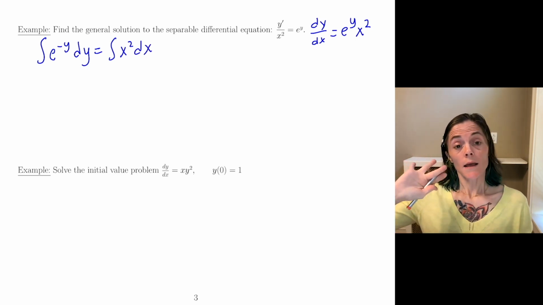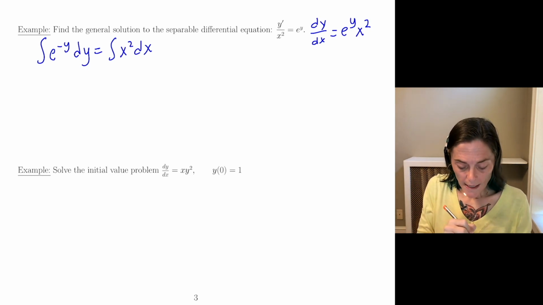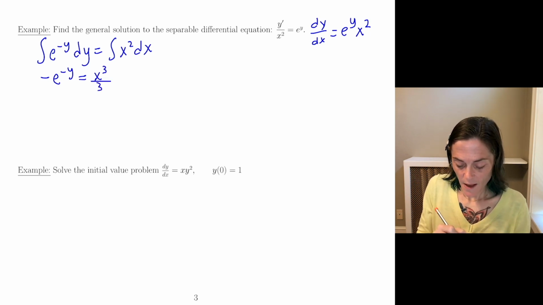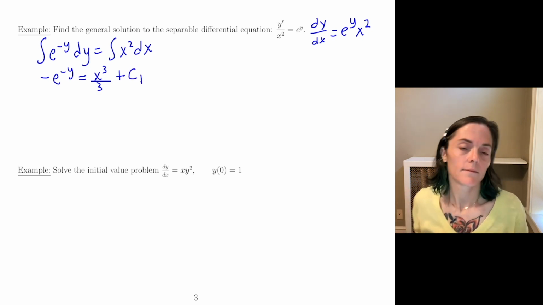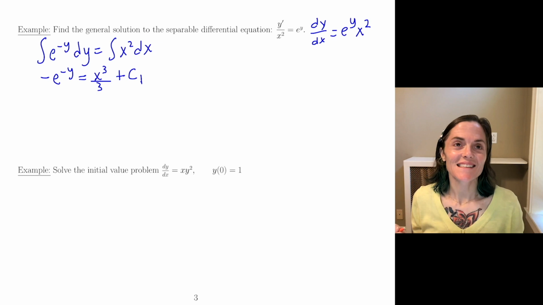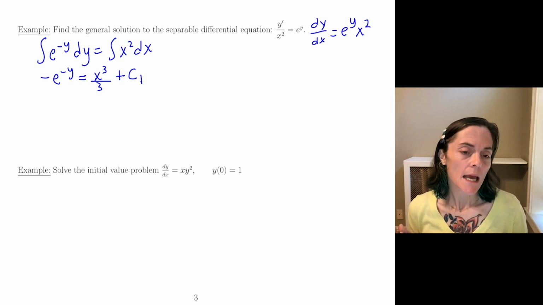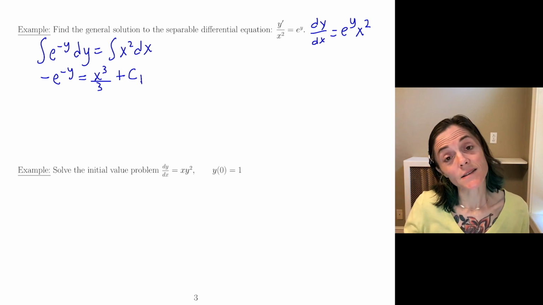Well, e to the minus y, we integrate. We have minus e to the minus y. This will equal x cubed over 3 plus, I'll call this, say, C1 for reasons that will hopefully be clear momentarily. Now, I'm trying to solve for y.